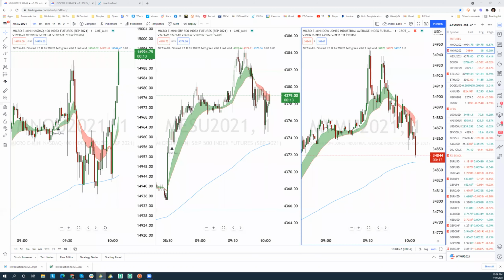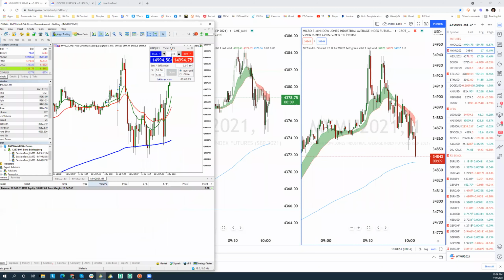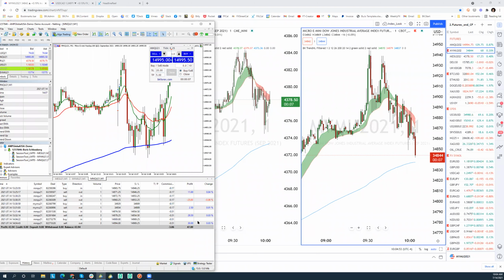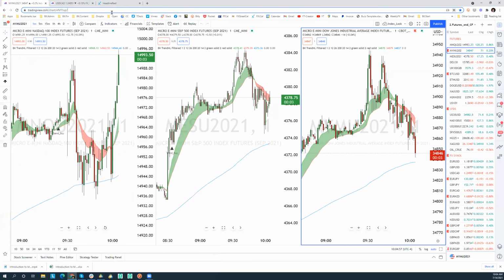So if you guys took that, I did it off screen because it was just too fast. But you can see that here was the trade. This was the 94 trade. So that was pretty obvious.